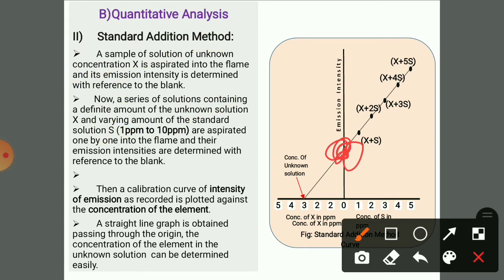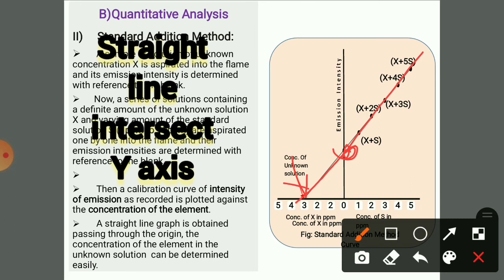Then we will get such a graph which intersects the y-axis, that is the emission intensity, somewhere here. From this graph we can calculate the concentration of the unknown sample, that is X, like this. In this way, the calibration curve of emission intensity is plotted against the concentration of the element. In this graph we can see a straight line is obtained which is passing through the origin, and the concentration of the element in the unknown solution can be determined very easily.